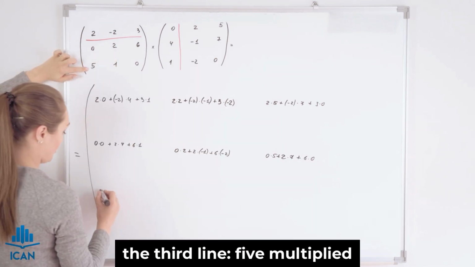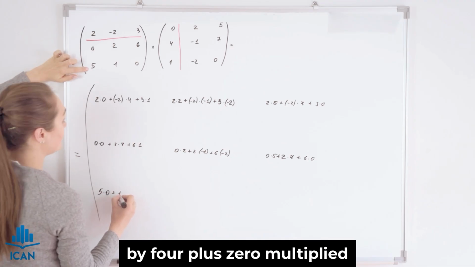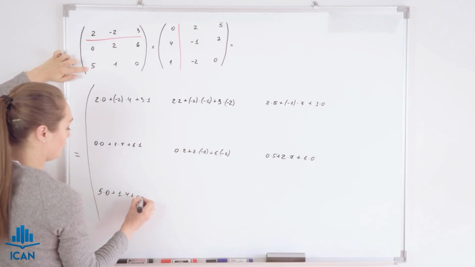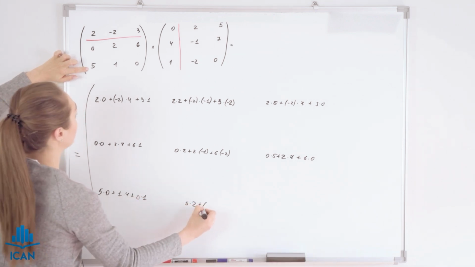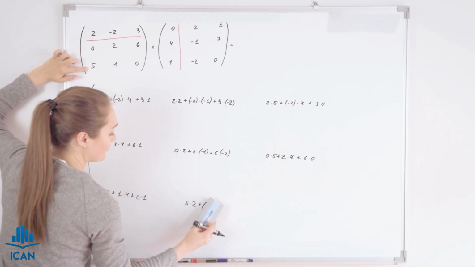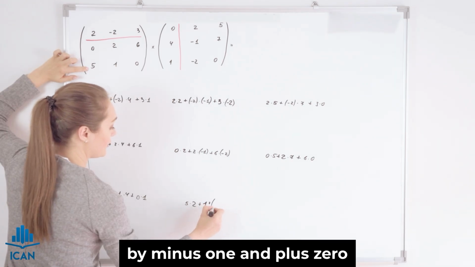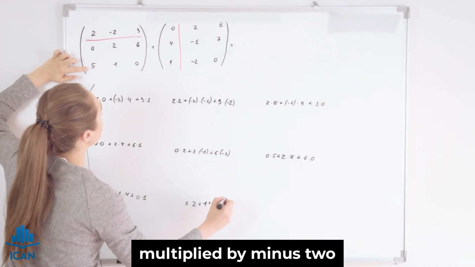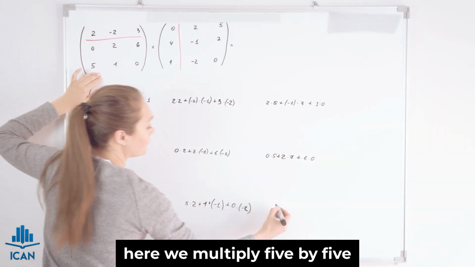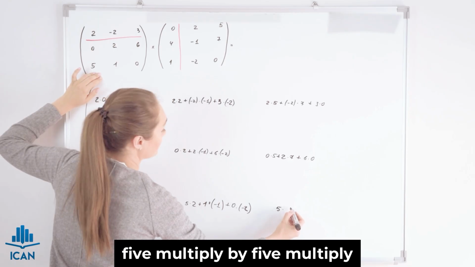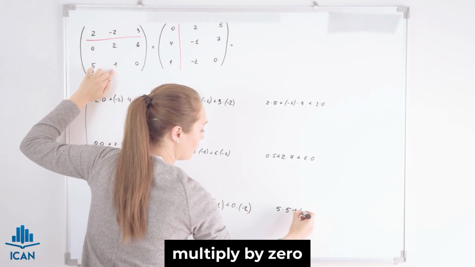Now the third line: 5 multiplied by 0, plus 1 multiplied by 4, plus 0 multiplied by 1. 5 multiplied by 2, plus 1 multiplied by minus 1, and plus 0 multiplied by minus 2. And here we multiply 5 by 5, plus 1 multiplied by 7, and plus 0 multiplied by 0.